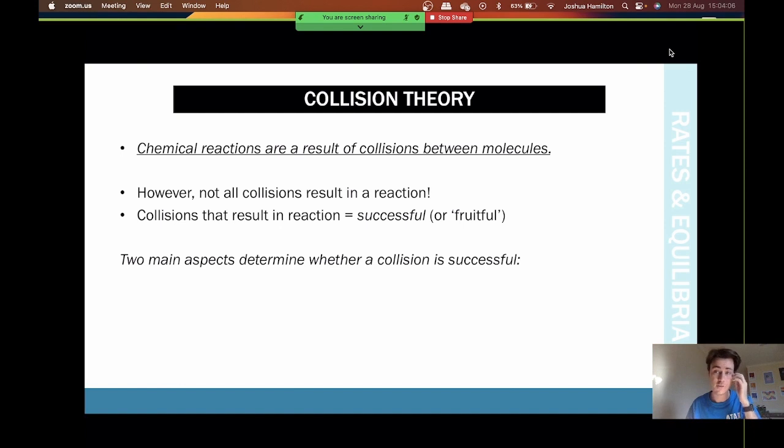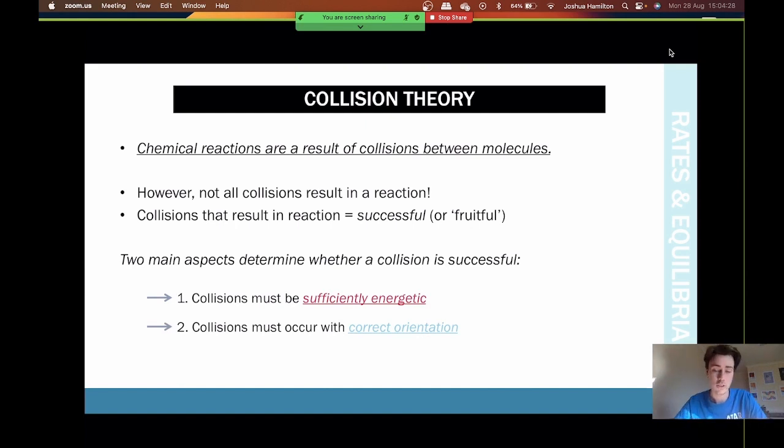Let's look at, first of all, collision theory. So collision theory is part of our rate side of things. Collision theory is essentially the understanding of how do I make a collision successful? How do I actually get what I want out of it? So there are two main aspects. You need to have sufficient energy available in your collision, and you need to have that collision occur at correct orientation. So there are two things that you need out of this reaction.